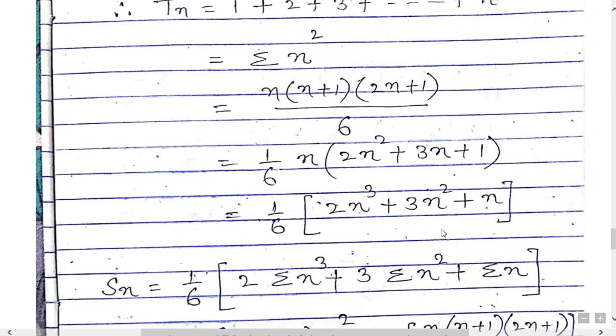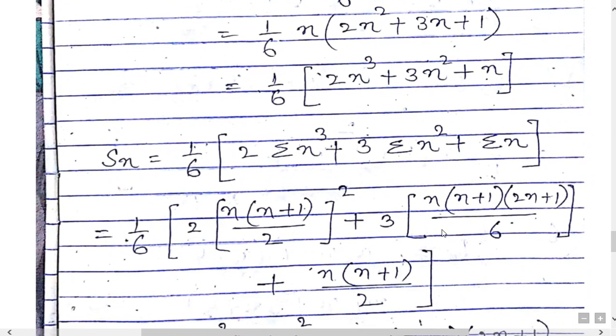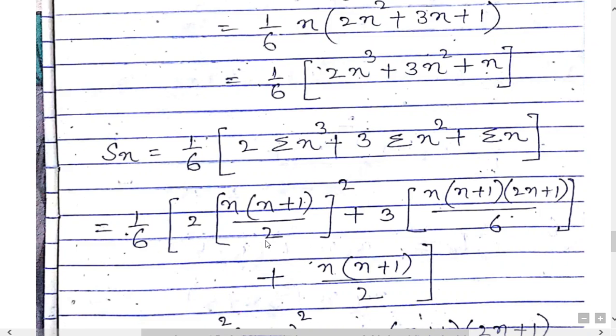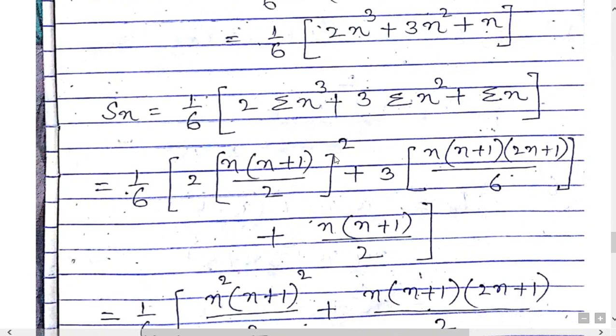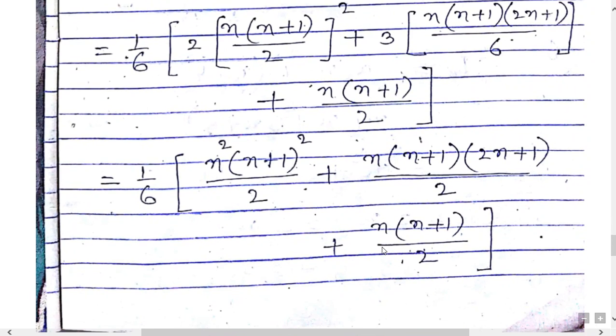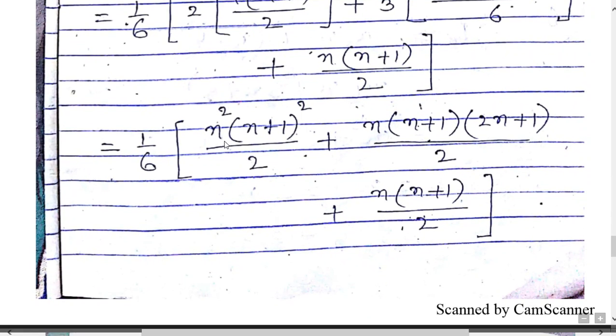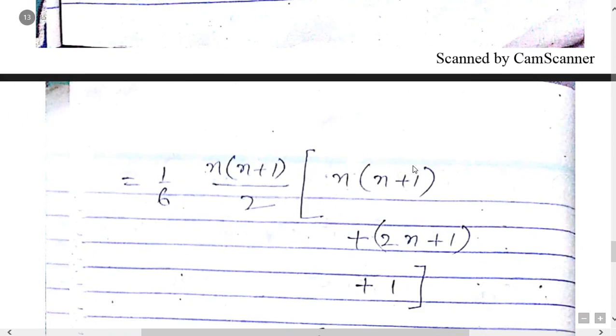Now find the summation: 2 into sigma n cube, 3 into sigma n square, plus sigma n. Then insert the formula: n into n plus 1 over 2 whole square, n into n plus 1 into 2n plus 1 over 6. Then apply the formula of sigma n, n into n plus 1 divided by 2. Sum of the terms must be common. N into n plus 1 divided by 2 is common. Yes, this term is common. And inside, n into n plus 1, 2n plus 1, then 1.